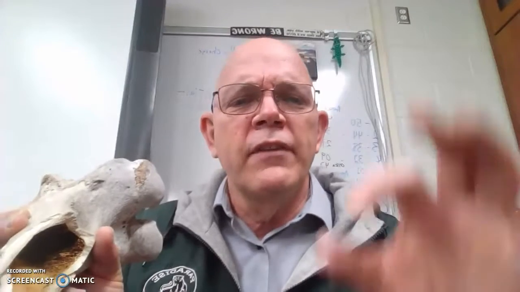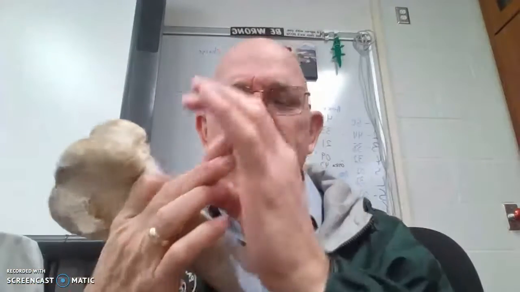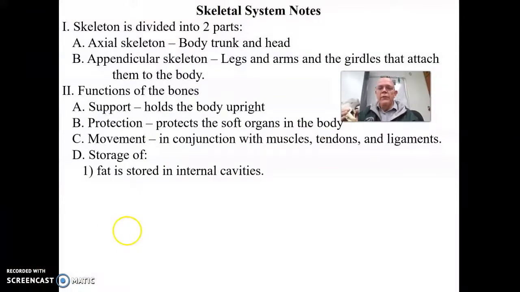If you cut a steak that has a round bone with a hole in the middle of it, before you cook it, it'll be kind of yellowy colored. That's that yellow bone marrow. All right. So fat is stored in the internal cavity of the bone.